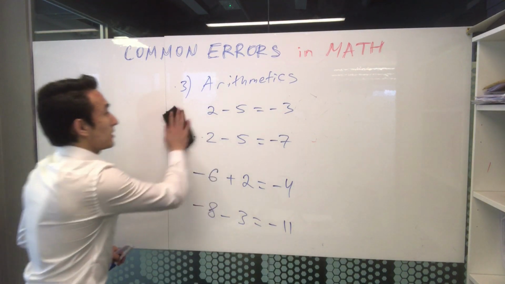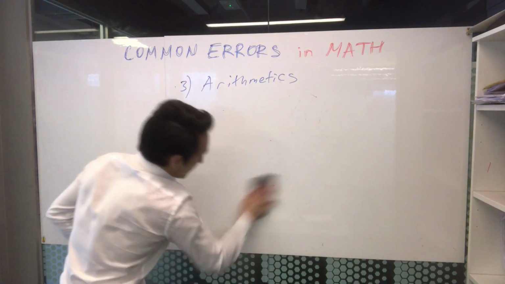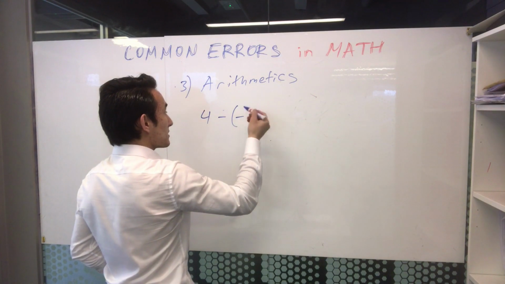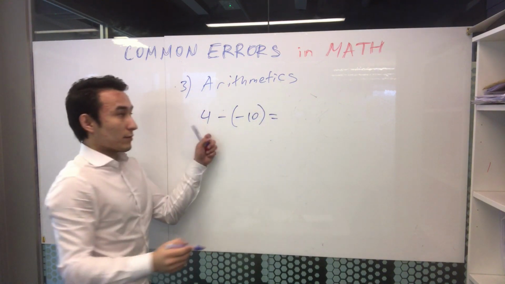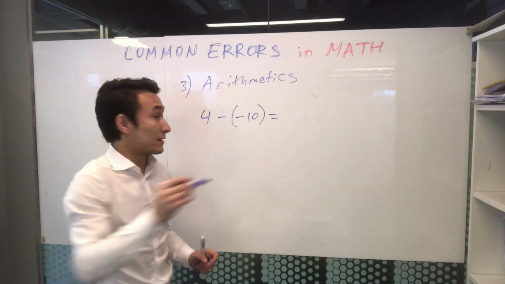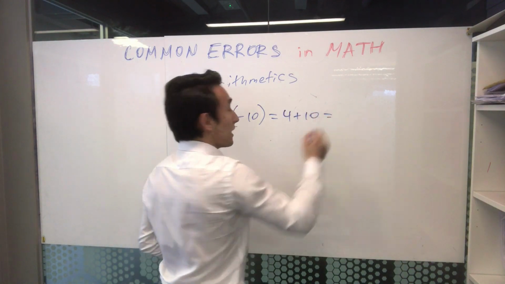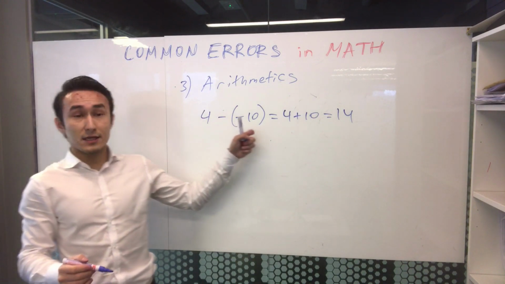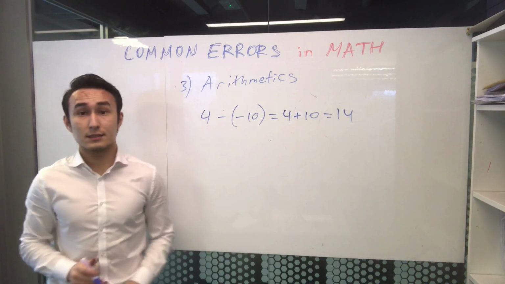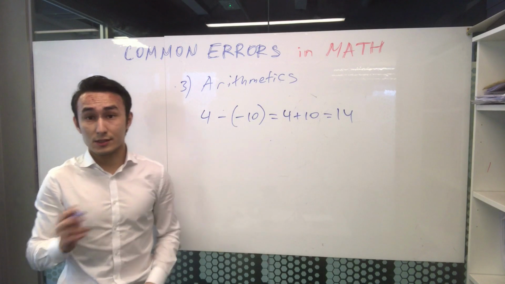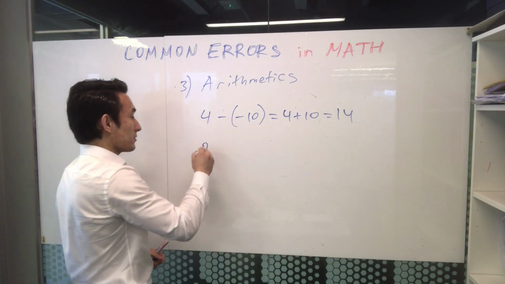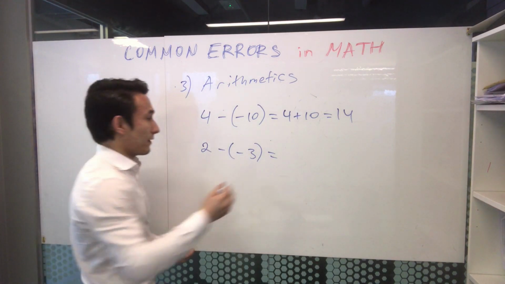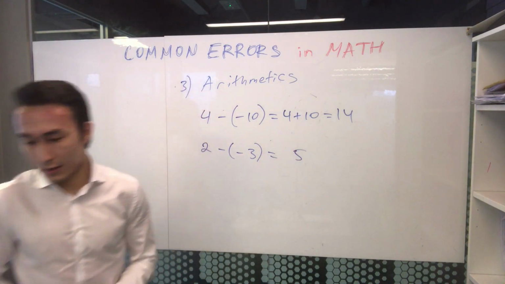And one more example is the following. For example, when you have a question like 4 minus, let's say, minus 10, 4 minus minus 10 will be equal to 4 plus 10. And 4 plus 10 is equal to 14. Some of you will say 4 minus minus 10 is equal to minus 6, but keep in mind, minus minus turns into plus. Similar to this is, for example, 2 minus minus 3. 2 minus minus 3 is equal to 5, okay? So that was about arithmetic.